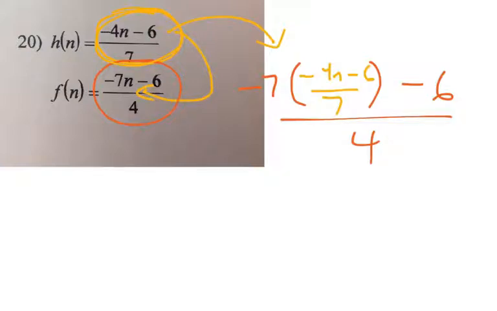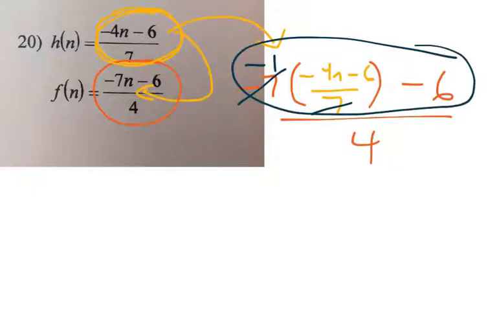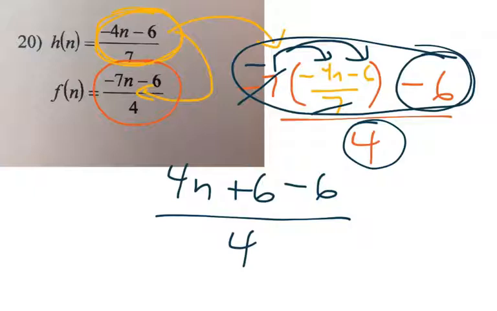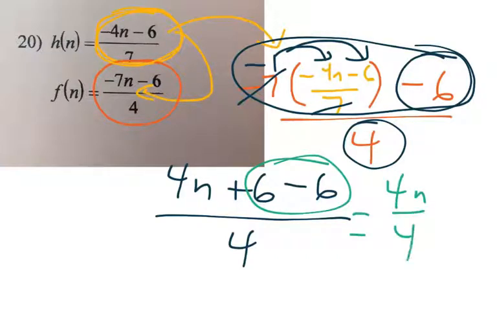Let's see what happens. Isn't negative 7 over 7 just simply negative 1? And let's just go ahead and simplify the numerator here. I have negative 1 times negative 4n, which is 4n. Negative 1 times the negative 6 is positive 6. I also have a minus 6 at the end. That's all divided by the denominator 4. Well, isn't 6 minus 6 0? So now we're down to 4n over 4.